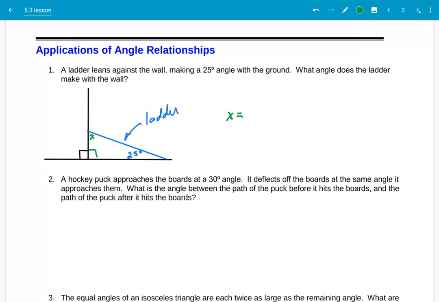So to get the answer, we would take 180 because it's a triangle, minus 90 minus 25. And that is 75 degrees. Not 75, 65 degrees. Sum of the angles of a triangle theorem.